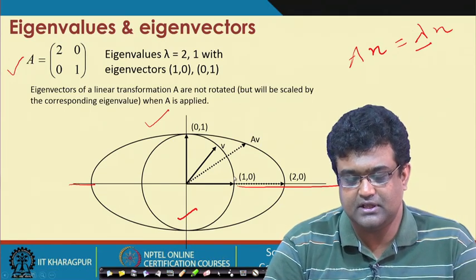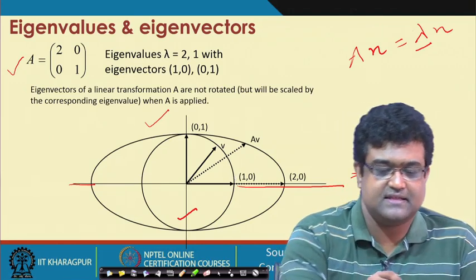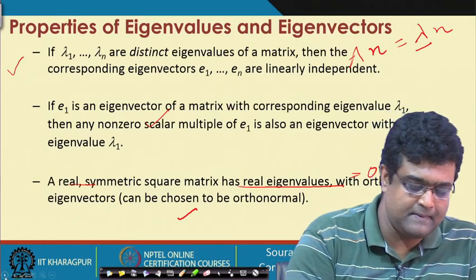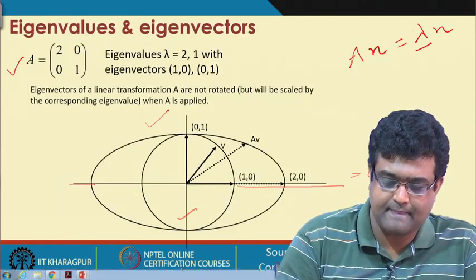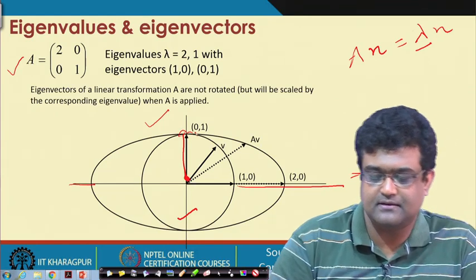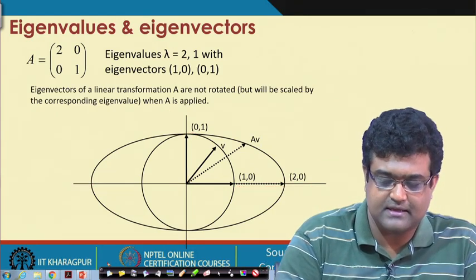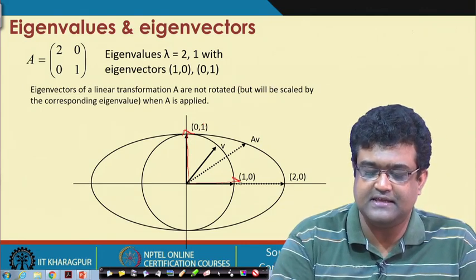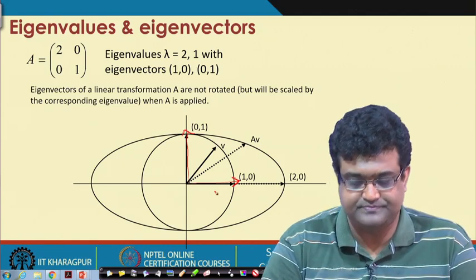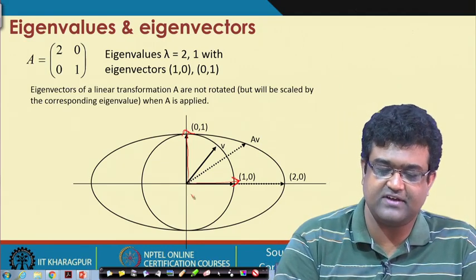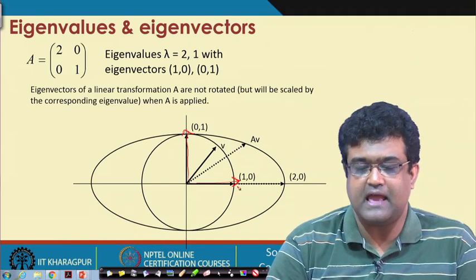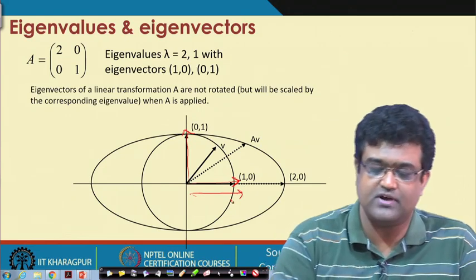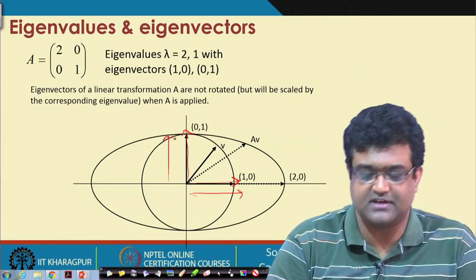This is the interpretation which is shown here. So, for example, in this case, this matrix scales any vector in this direction by 1 and any vector in this direction by 2. Hence, this is an eigenvector and this is another eigenvector, and the corresponding eigenvalue for this eigenvector is 2, whereas the corresponding eigenvalue for this eigenvector is 1.